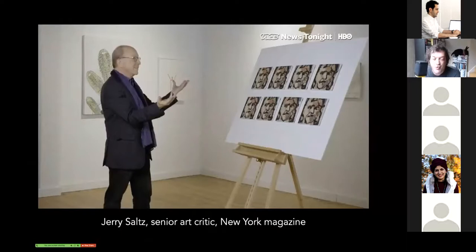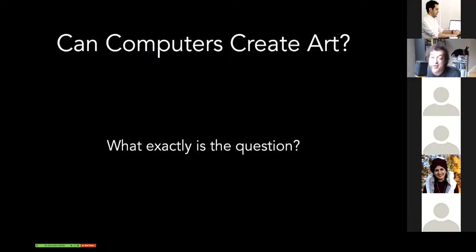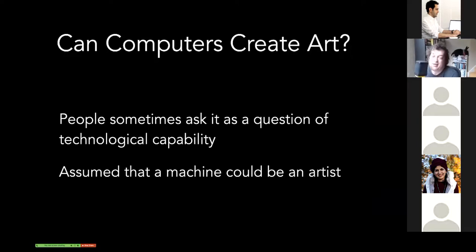And so there is a real, serious question here, I think, which is, can computers create art? And it's hard to even phrase what that question means. It's not exactly clear what the question is, because sometimes people ask this purely as a question of technological capability. Like, if we have enough teraflops in our NVIDIA card, then we have an artist.